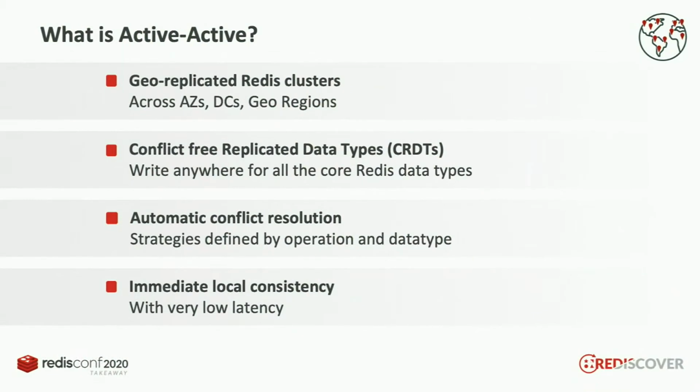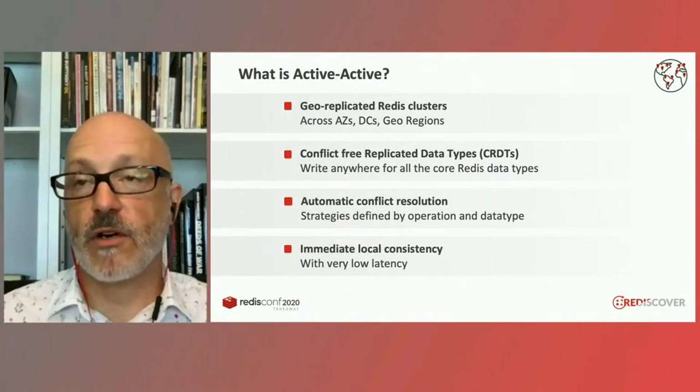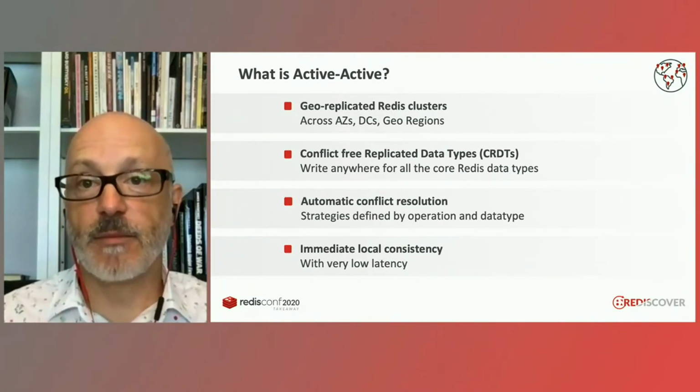So active-active, again, is a technology that's been available in Redis Enterprise for many years. But what it is intended to do is provide geo-replication between Redis clusters across availability zones, data centers, or even geographical regions. And the mechanism behind how this works is CRDTs, or conflict-free replicated data types. So this allows Redis to have automatic ways to resolve conflicts when two different clusters have performed writes against the same key.